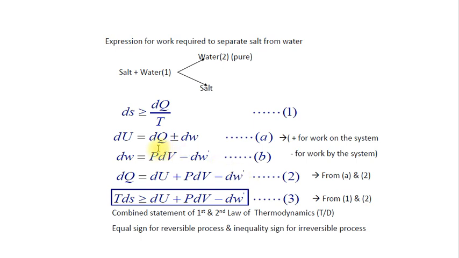We substitute the value of dw here, then rearrange this equation. It will become dq equal to du plus pdV minus dw. Now substitute the value of dq from equation number 1, so it will become dq equal to TdS. So TdS should be greater than or equal to du plus pdV minus dw. This is equation number 3.